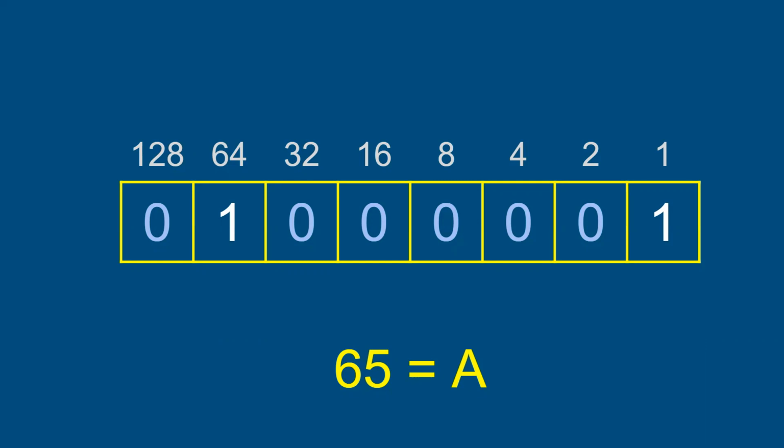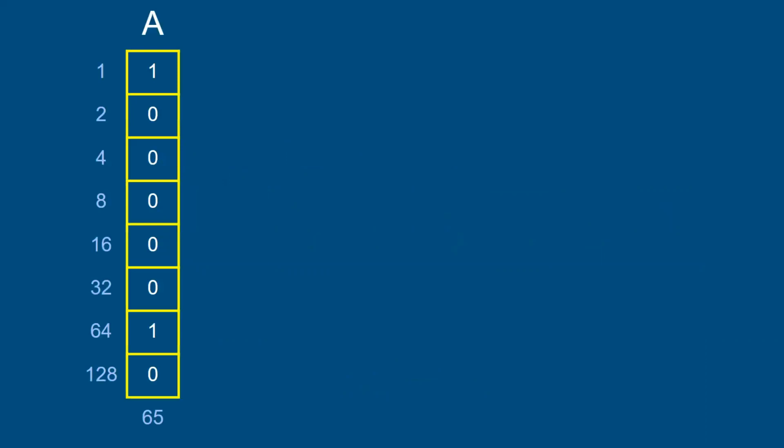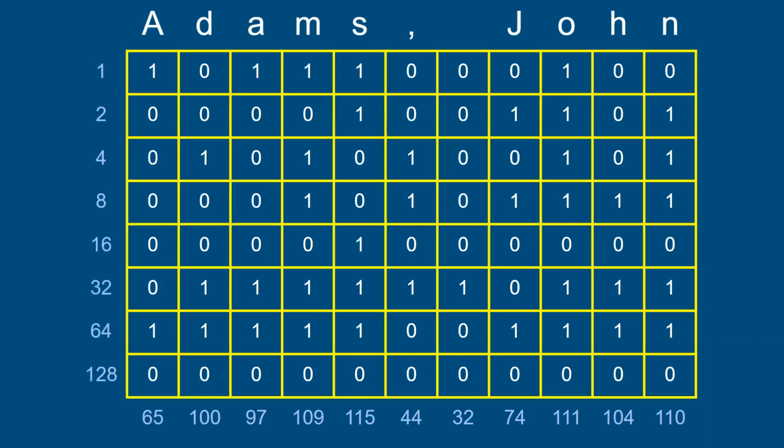What do you think capital B is? 66. Yeah, capital C is 67. There's some logic here. So if I was to turn this memory representation on its side, there's 65. And then if I was going to do John Adams, I've got the A represented by 65. The lowercase d is 100. The lowercase a is 97. Each one of these characters then has a different number that represents it. And so I'm storing in memory all these ones and zeros to be able to store John Adams.